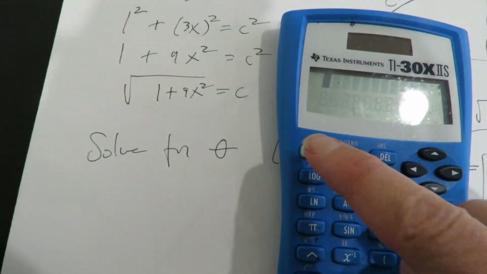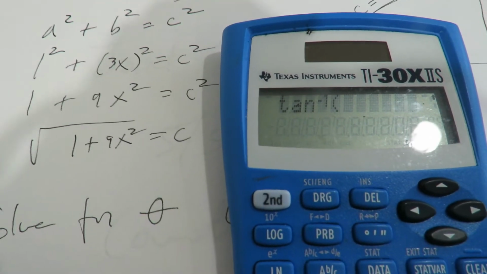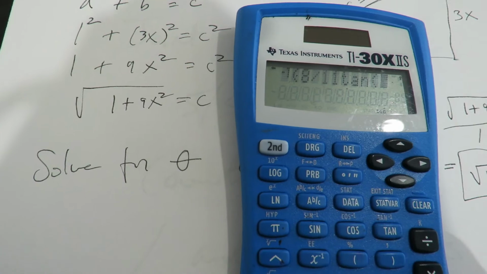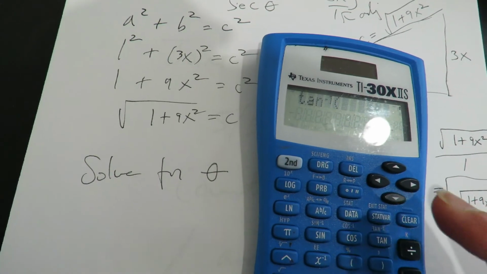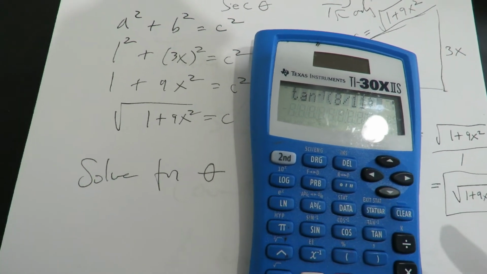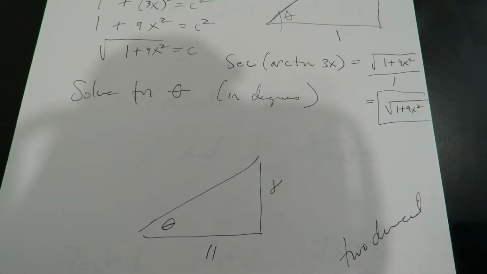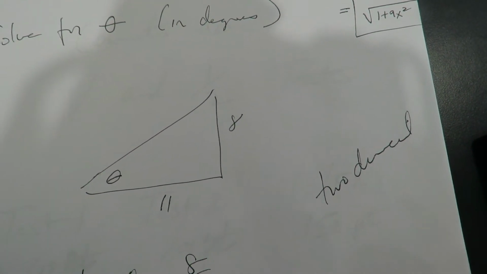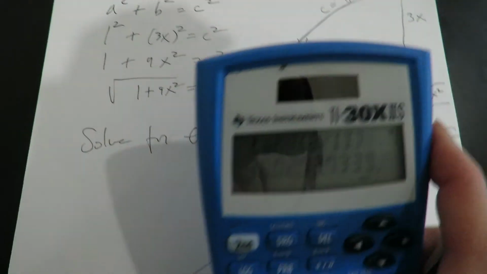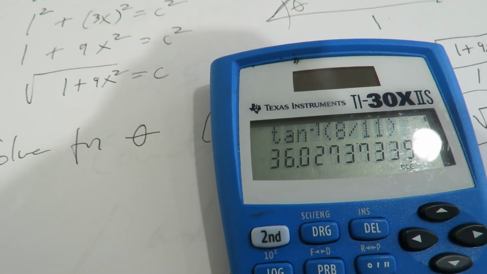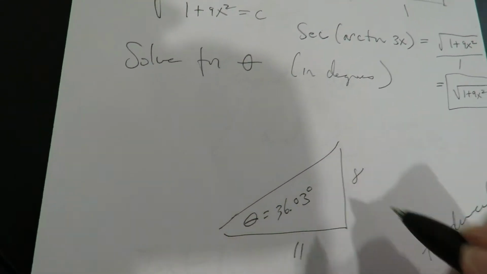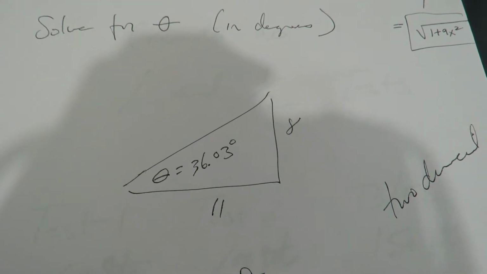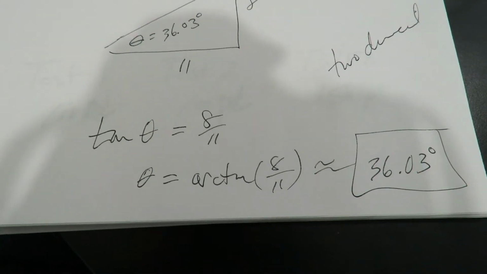Okay, so here I go. I'm going to do shift arctan. Okay, that's my arctan, 8 divided by 11. Oh, my hand hit the wrong key. Okay, shift arctan 8 divided by 11. We said 2 decimals, so it's 36.03 degrees. And so this angle here is 36.03 degrees. That one we did in degrees, and we used the arctan key for that.